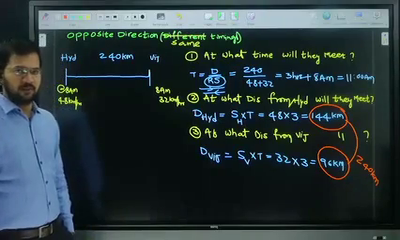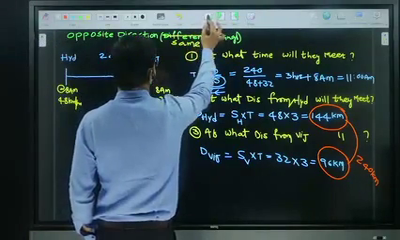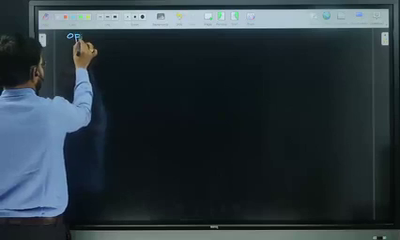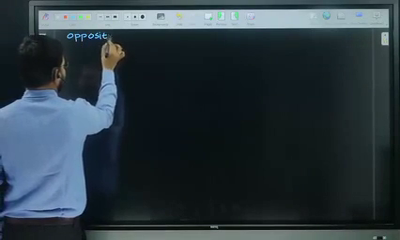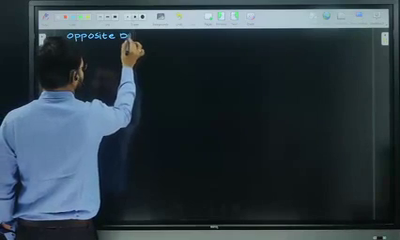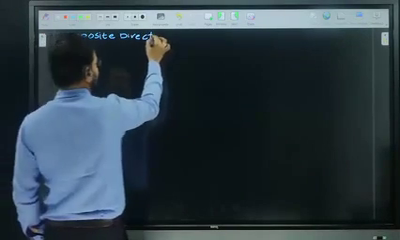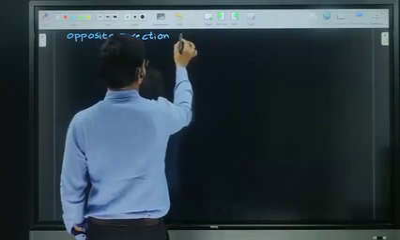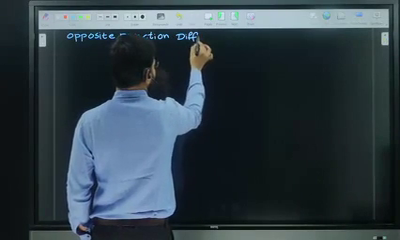Shall I go for the next one? Very good. So all of you put down the next one. Opposite direction. In the previous case, it was same timings. Now, opposite direction, different timings. In the previous case, same timings are completed.